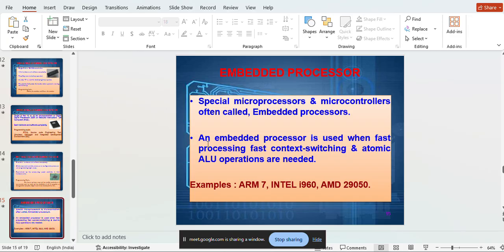An embedded processor is also used when fast processing, fast context switching, and atomic ALU operations are needed. Examples of these types of processors are ARM7 and Intel i960. These are also processors, not microcontrollers. Then AMD 29050, which is also a processor.